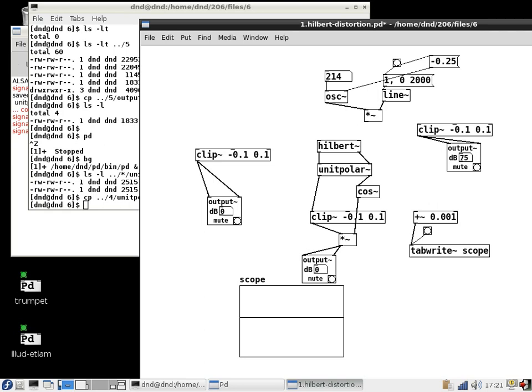Right? But now, if we do it the other way, by clipping only this amplitude, then we get this. Everyone follow this?